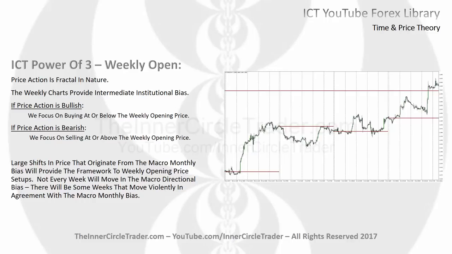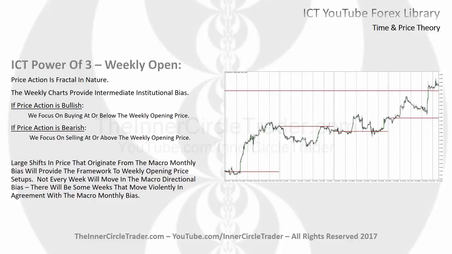This is the perspective you want to be looking for to get those types of setups. But what we use for the weekly open, if we know that our analysis leads us to a bullish weekly perspective, we're going to be focusing on buying at or below the weekly opening price when bullish. And when we're bearish on the weekly, we're going to be focusing on selling short at or above the weekly opening price.